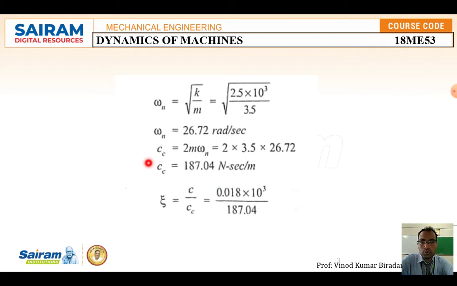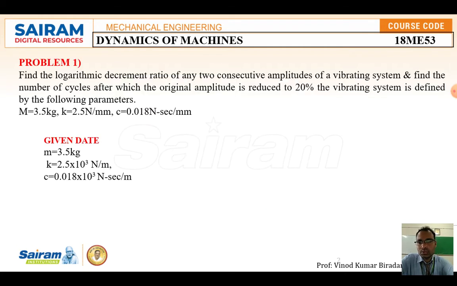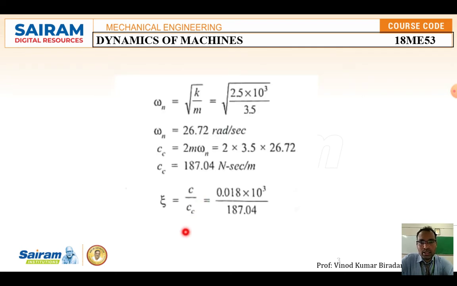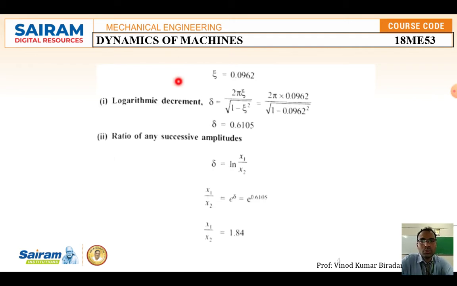Here you substitute all the values. The C value given in the question is 0.018 into 10 to the power of 3, that is, the damping is 0.018 into 10 to the power of 3 Newton second per meter. Now Cc we calculated as 187.08. Substituting and dividing, we get the damping factor zeta equal to 0.0962.